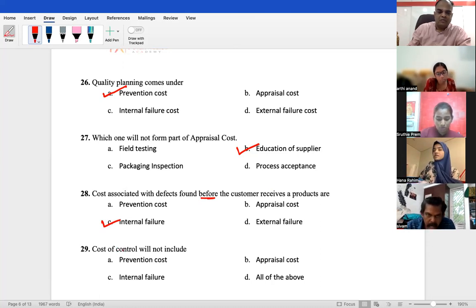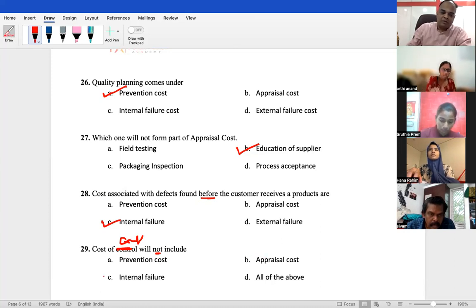It's called conformance and non-conformance cost. Cost of conformance will not include internal failure. Prevention is a conformance cost. Appraisal is a conformance cost. Internal failure is a non-conformance cost. Therefore, C is the answer. Am I right? Yes, sir.